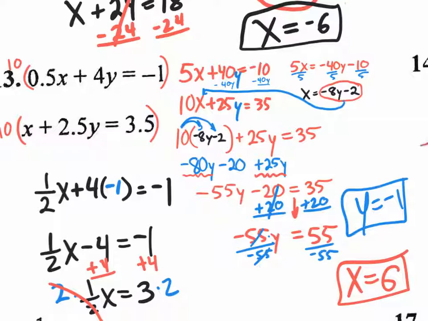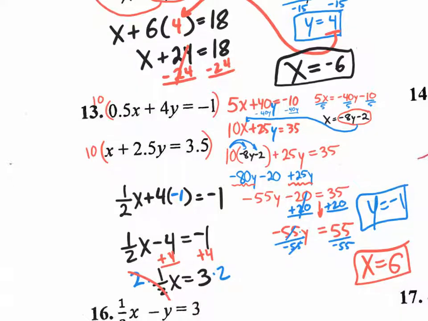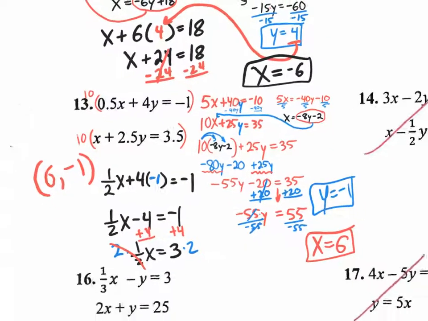And that was a lot more work than what I expected. I'm sorry. So anyway, the answer there is 6, -1. I'll be honest with you, I don't think I'm going to give you one of these on the quiz Friday. But at least you know how to do it, right?